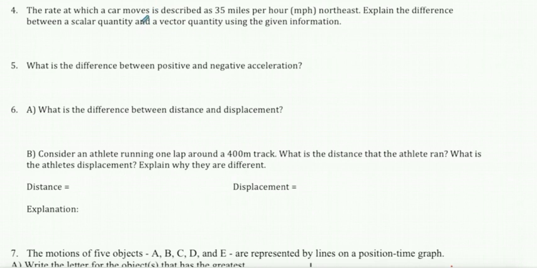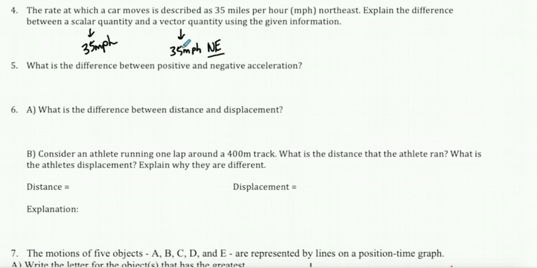All right, so for number 4, it says the rate at which a car moves is described as 35 miles per hour northeast. Explain the difference between scalar quantities and vector quantities with this information. So remember, scalar quantities would be just a regular size value. So this could be 35 miles per hour. And then the vector quantity, I have to have a size and a direction. So this is going to include that 35 miles per hour northeast.